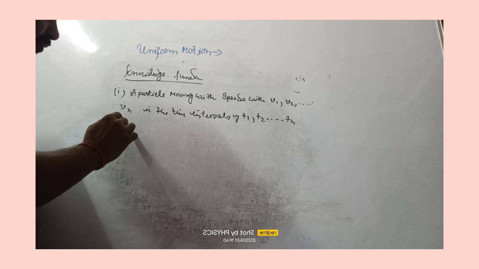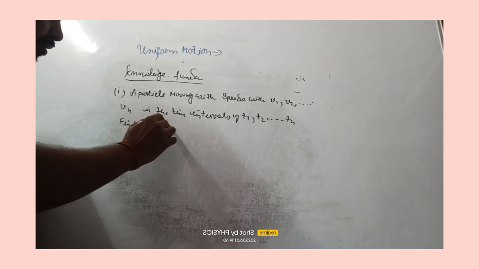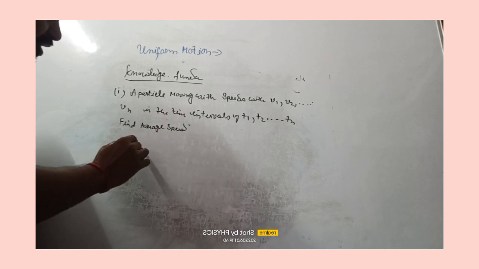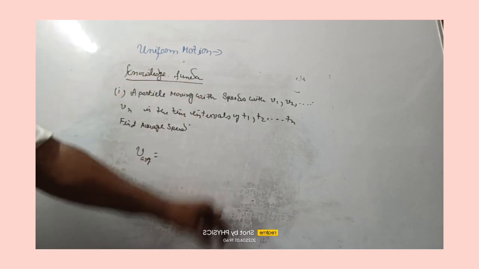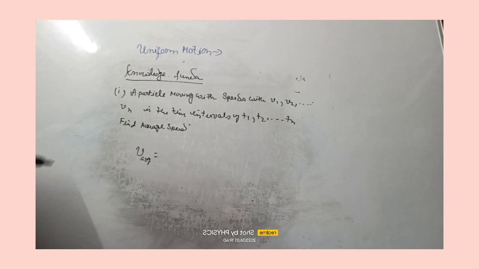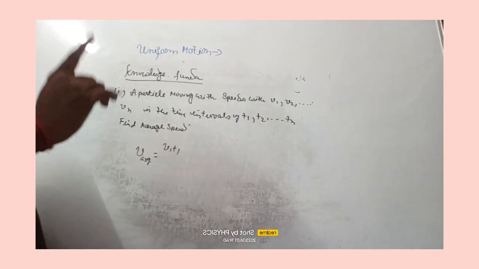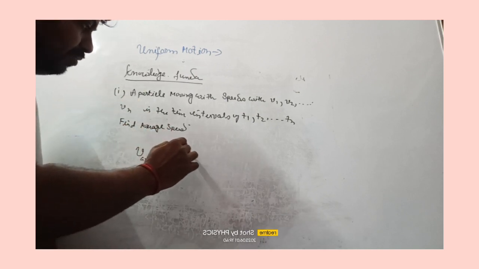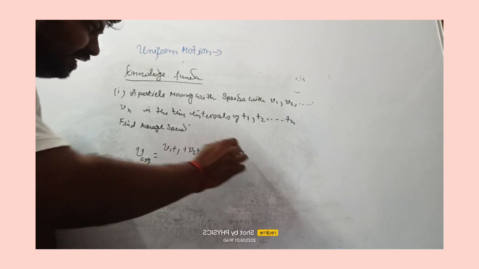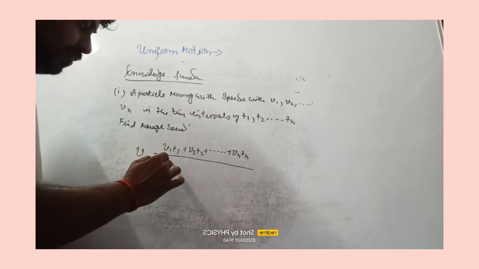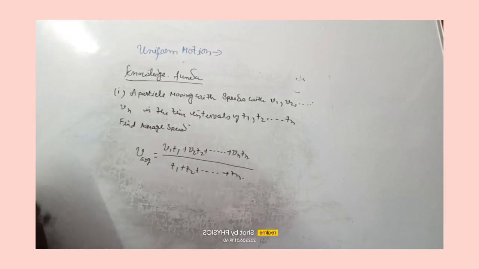Now how to find the average speed? Write V average equals, we know, the total distance covered by the particle by the total time interval. Now if we multiply V1 into T1, that will give the distance. Next plus V2 T2 plus up to Vn Tn, divided by the total time, that is T1 plus T2 plus up to Tn.